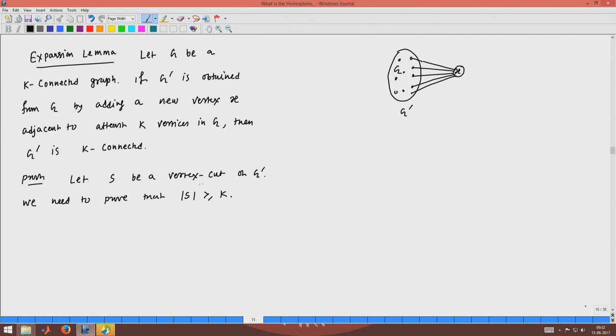Then we need to prove that a vertex cut of G prime is of cardinality minimum K. So, case 1 is that if x is in the vertex cut S of G prime.